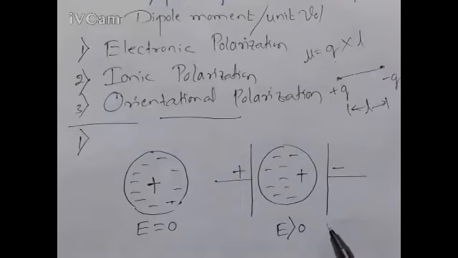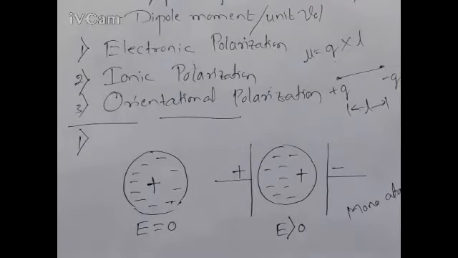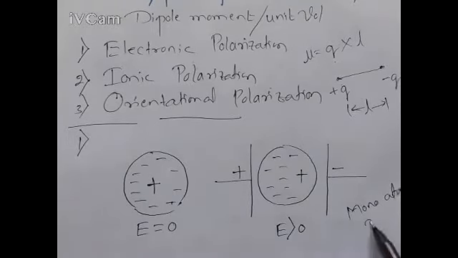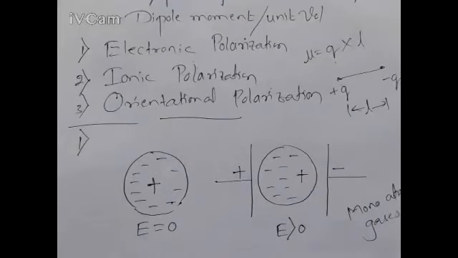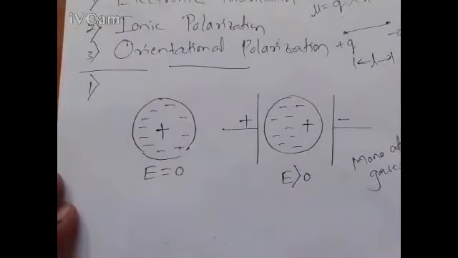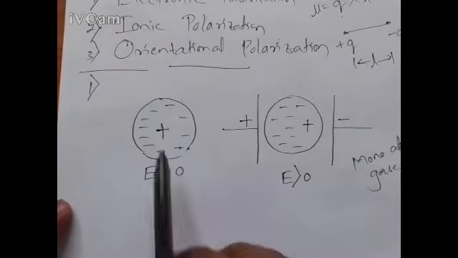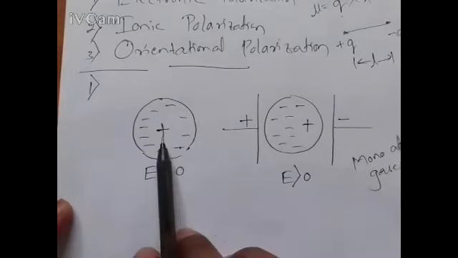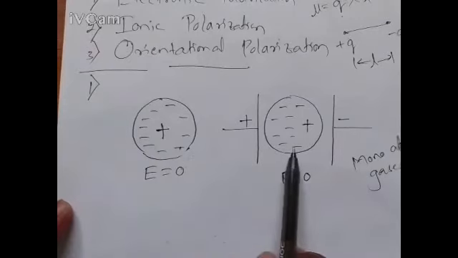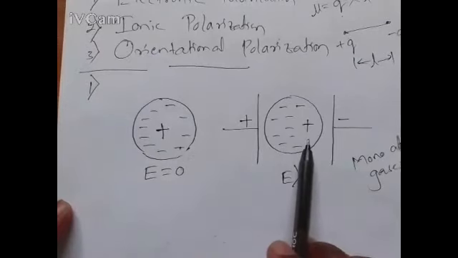This applies to monoatomic gases, that means gases having only a single atom. Let us analyze what happens. This is called charge distribution. At the center we have the nucleus, and charges are distributed around it. When the field is applied, the charges are shifted to one side and the nucleus is shifted to the other side.